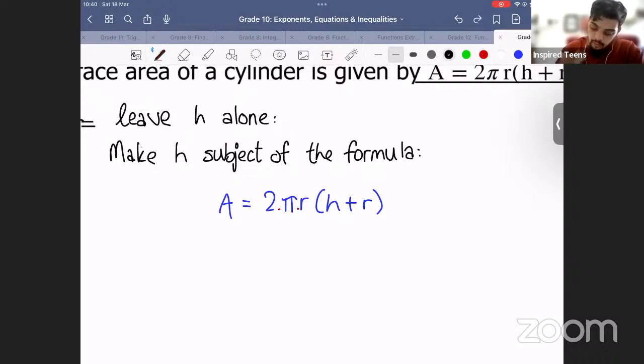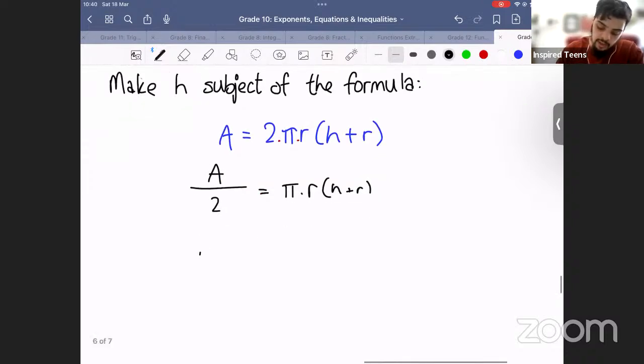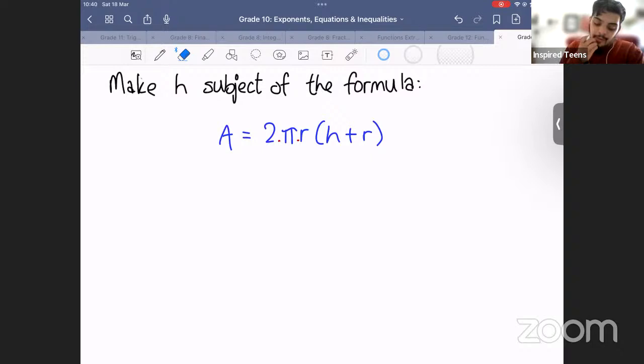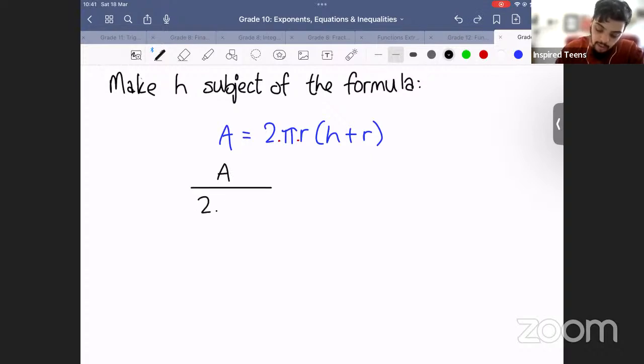Okay, so now, as you can see, this 2 times pi times r is multiplied into the bracket of H plus R. Now, this 2 pi r, you don't have to take each one over. You don't have to say A over 2 is equal to pi r times H plus R, and then A over 2 pi is equal to r. You can take them all over at once. Because when they're all in multiplication, it's like they are one term almost, because they're going to give you a certain value. So you can take them all over. These are all in multiplication with H plus R. So you take them over, it becomes A over 2 pi R is equal to, now we can get rid of the brackets because there's nothing multiplied to it, H plus R.